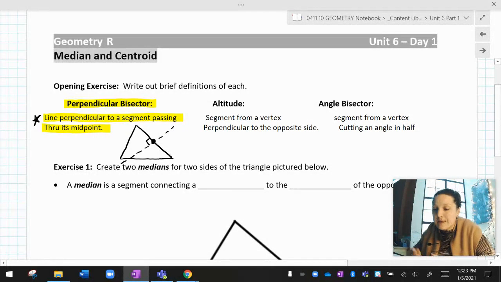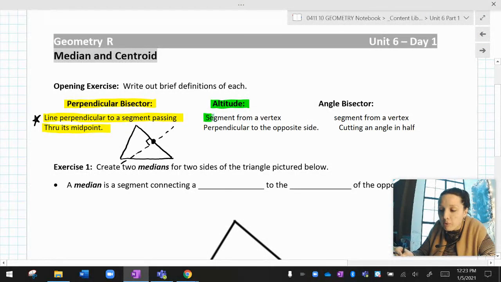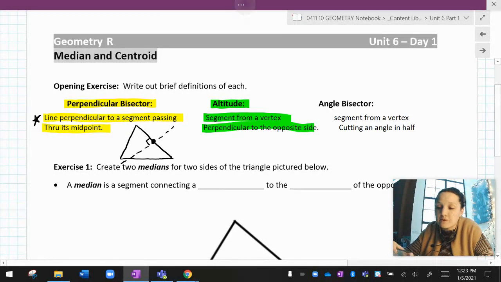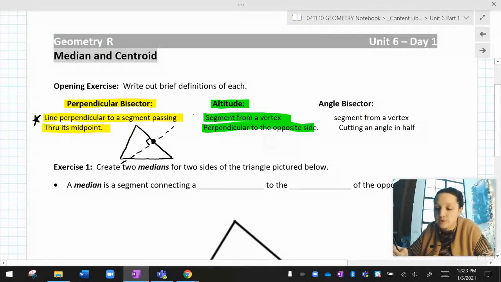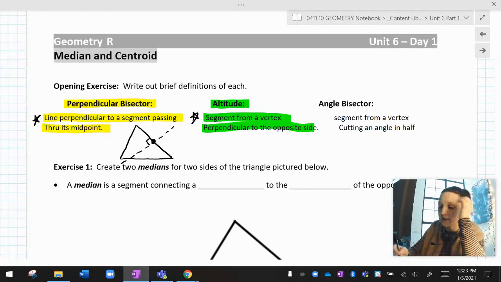All right. Now compare that with an altitude. An altitude is still perpendicular, but it has to be a segment that starts at a vertex and then is drawn perpendicular to the other side. So I'm going to take a minute, write it: a segment from a vertex perpendicular to the opposite side.